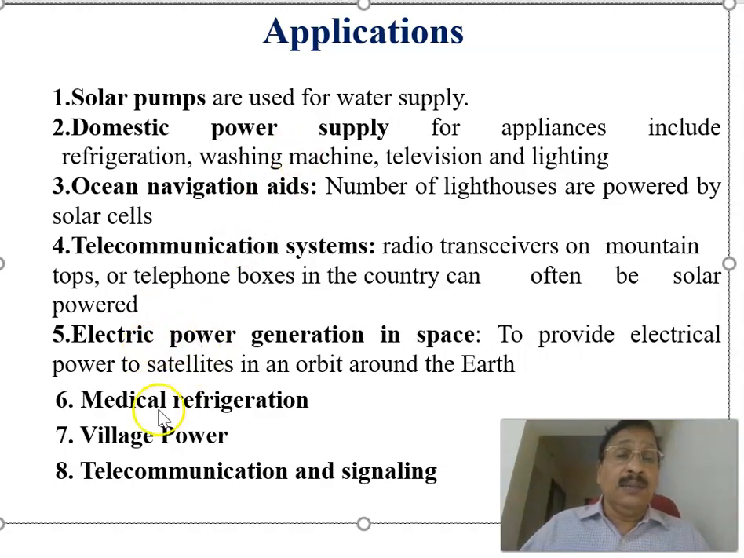We have seen the different applications: telecommunication systems, and electric power generation in space to provide electrical power to satellites in orbit, and then medical refrigeration, and village power, where the power grid is not accessible, solar PV panels can be provided. Then telecommunication and signaling. A lot of applications are there. Solar PV system.